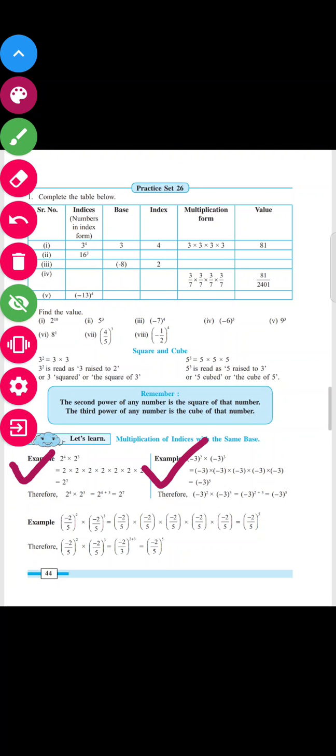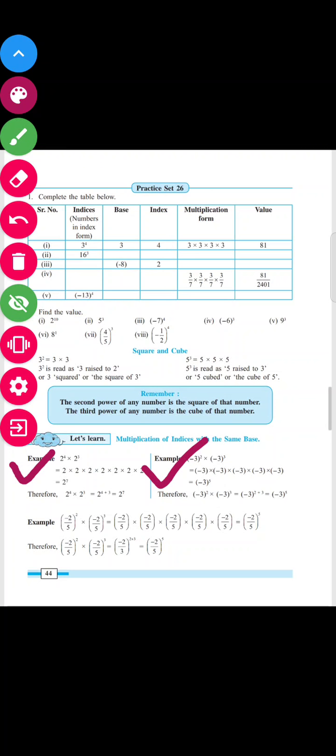Second one. Minus 3 raised to 2 multiplied by minus 3 raised to 3. Even though there is minus, you don't have to worry much, since both places are minus 3. It is not like one is positive and one is negative. If it is one positive and one negative, you cannot simply use this law. When the bases are same, only then can you use these laws.